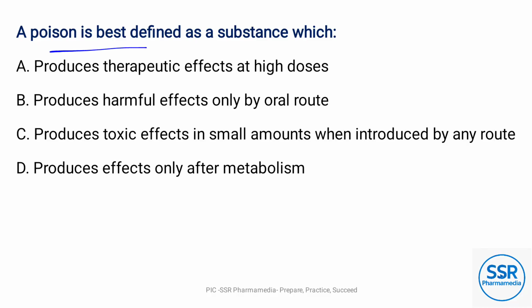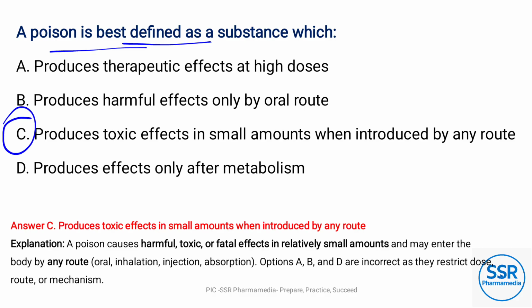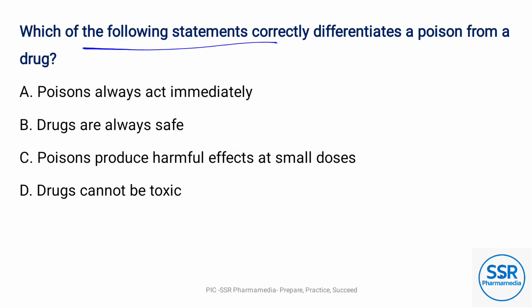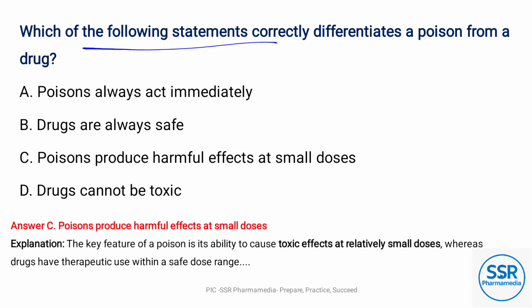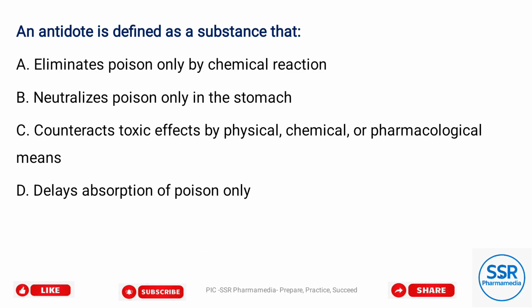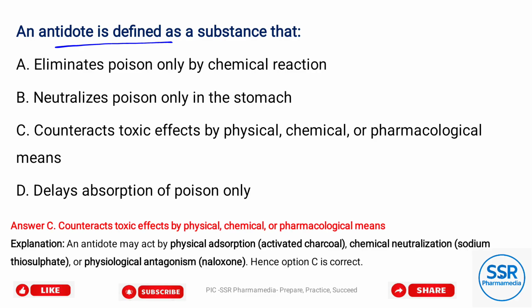A poison is best defined as a substance which, option C, produces toxic effects in small amounts when introduced by any route. Which of the following statements correctly differentiates a poison from a drug? Option C, poison produces harmful effects at a small dose. An antidote is defined as a substance that, option C, counteracts toxic effects by physiological, chemical or pharmacological means.